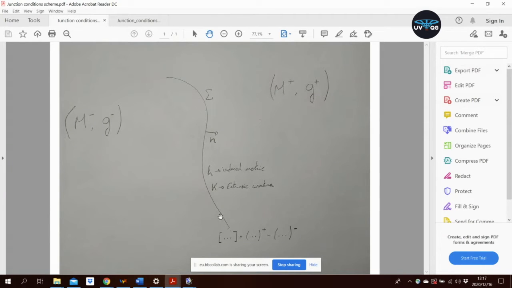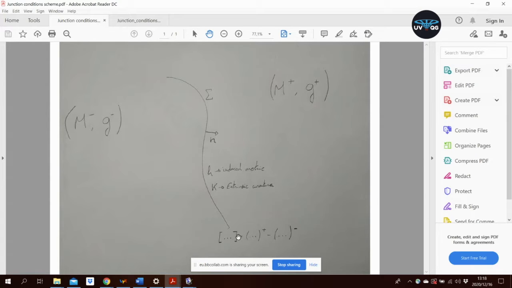Then you have the hypersurface, which we assume to be time-like, and the normal to that hypersurface. And then there are two interesting properties of this hypersurface. There is the induced metric at that hypersurface, that is basically the induced metric from one side, from g minus, and the induced metric from the other side. And the other one is the extrinsic curvature, or second fundamental form, that gives you some properties of the hypersurface and is related to the covariant derivative of this normal vector.